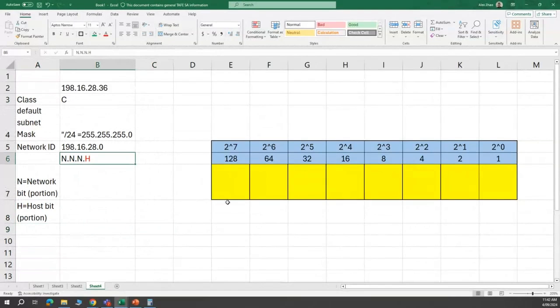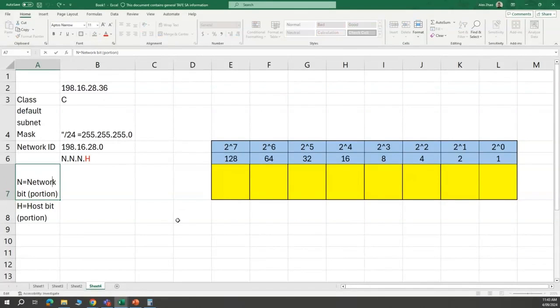All right, so basically when I say N.N.N.H, that means the first 3 octets are the network portion, and that last octet is the host portion. You know that from the subnet mask and the IP address, and you get the network ID, right? So what does that actually mean? To be on the same network, the first 3 octets must be identical, but the last octet, which is the host portion, can be different. So far, so good? All right, let's keep going.